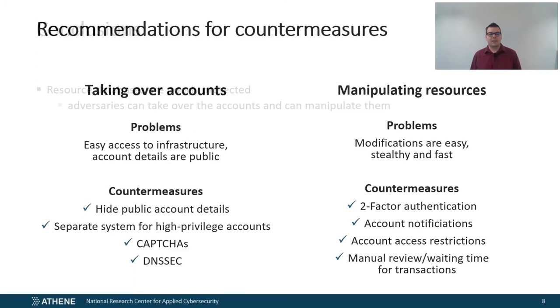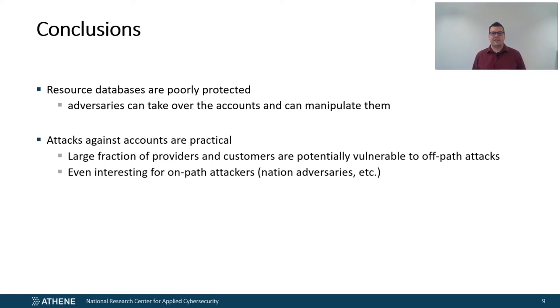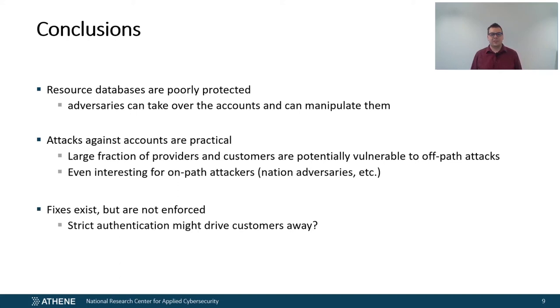Finally, we will also provide conclusions. We conclude that the resource databases are poorly protected and that adversaries can take over the accounts and can manipulate the resources. We also saw that the attacks are relatively practical and that a large fraction of providers and customers are potentially vulnerable. Also, the attack is even interesting for on-path attackers, which already have access to the DNS queries. And finally, we show that fixes exist, but they are not always enforced. For example, strict authentication via mandatory two-factor authentication might actually drive customers away, and that might make the providers not make that mandatory.